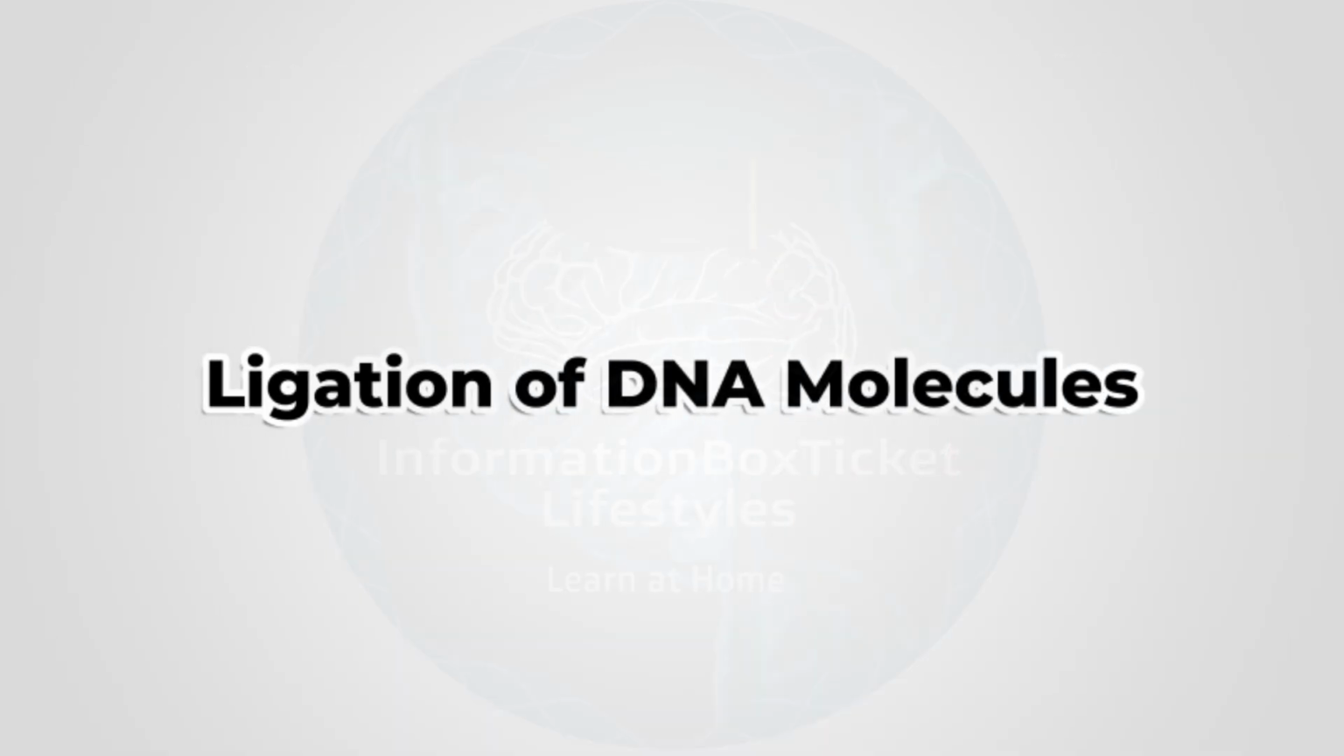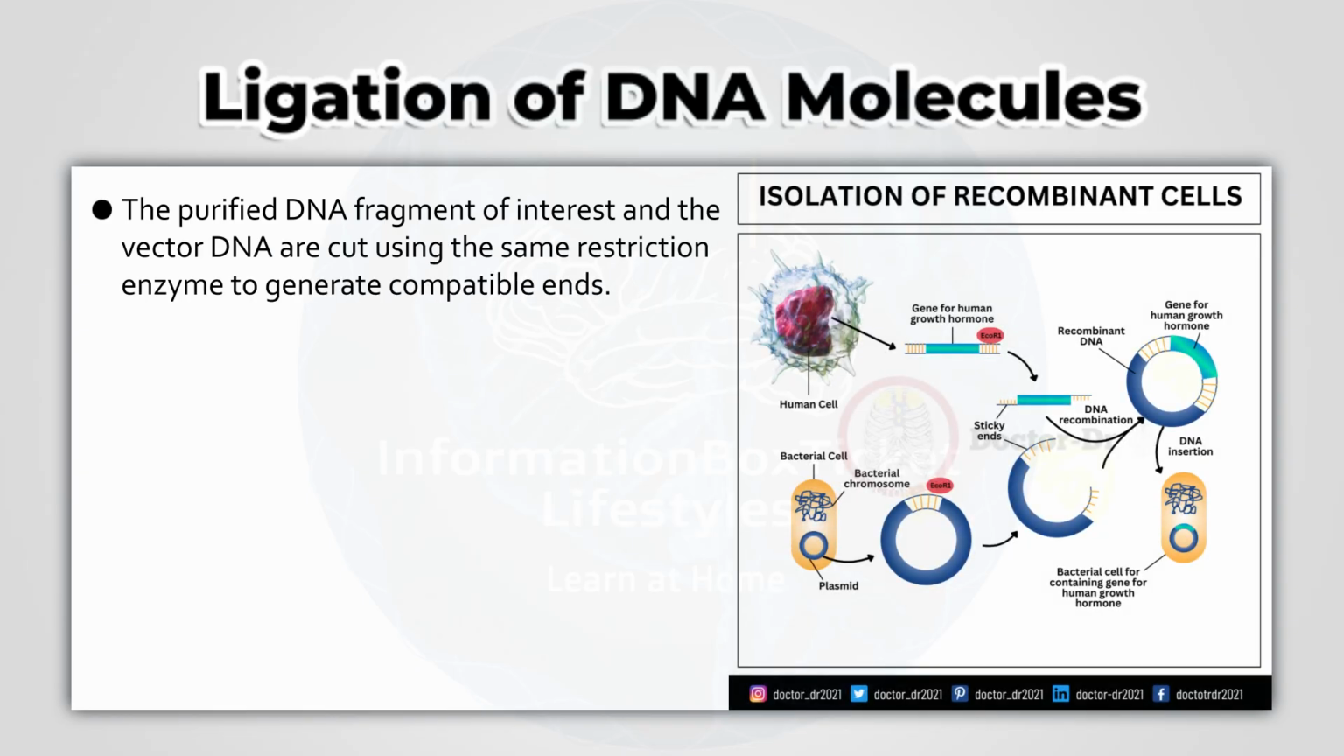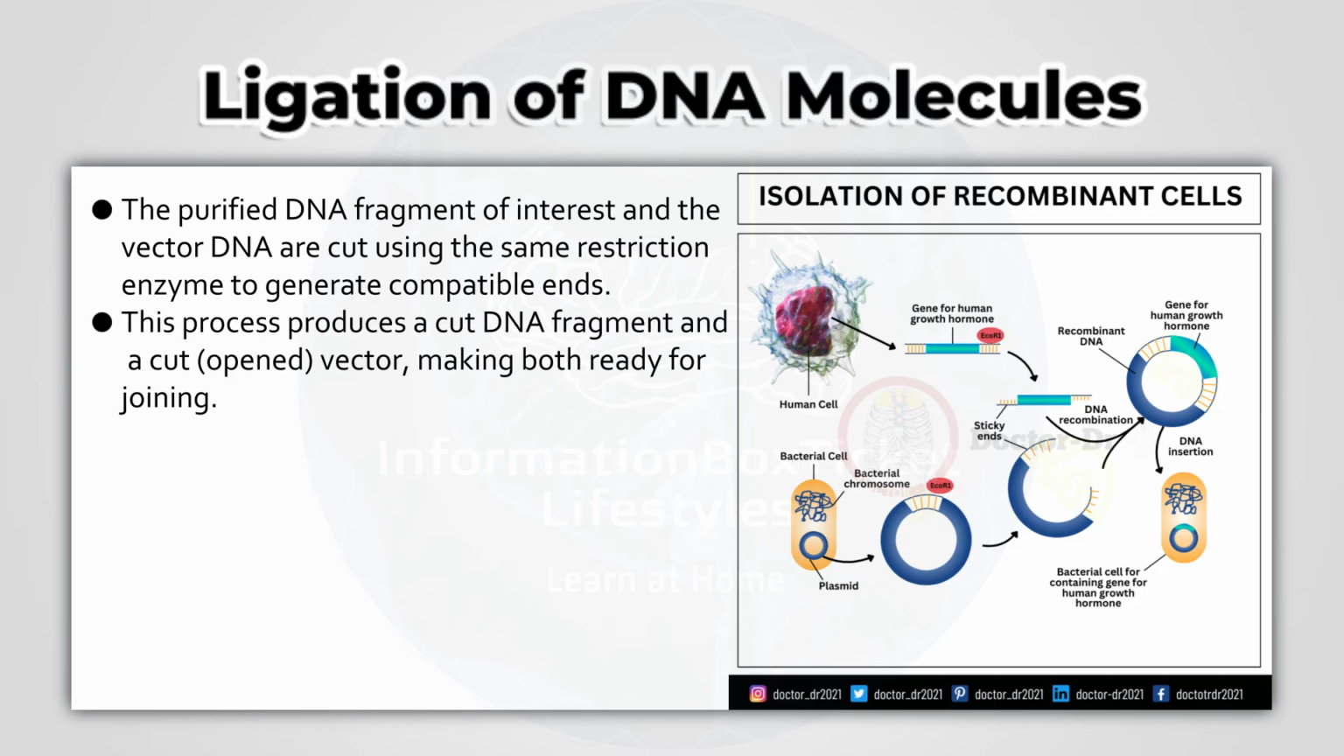Ligation of DNA molecules. The purified DNA fragment of interest and the vector DNA are cut using the same restriction enzyme to generate compatible ends. This process produces a cut DNA fragment and a cut, opened vector, making both ready for joining.